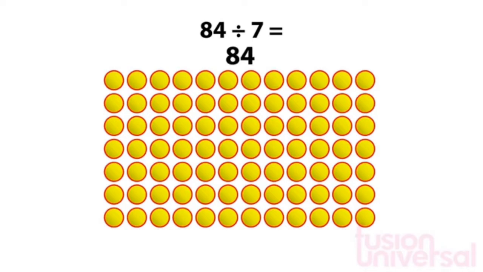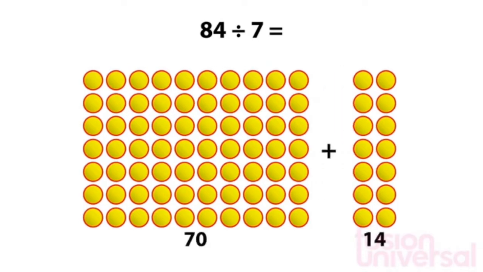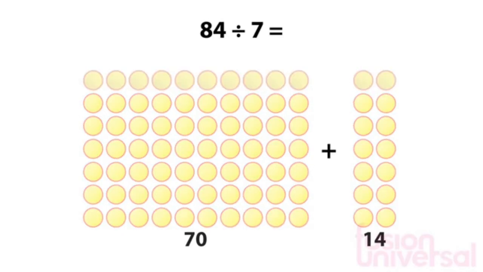Here we have 84 circles organized into 7 rows. We can split this up into a group of 70 circles and a group of 14 circles. To find the answer, all we need to do is count the number of circles in a single row.